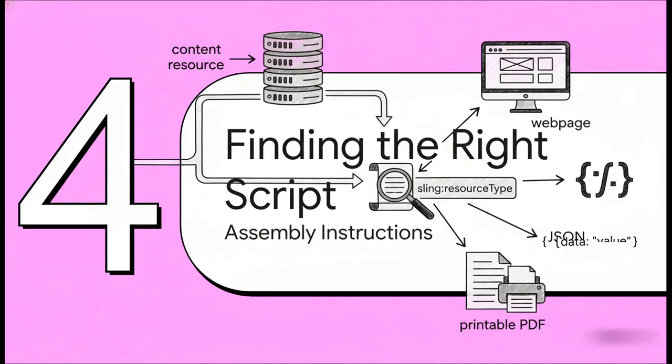I mean, should it be a web page? Should it be JSON? Maybe a printable view? This is where the magic really starts, and it all comes down to a special little property called sling.resourceType.